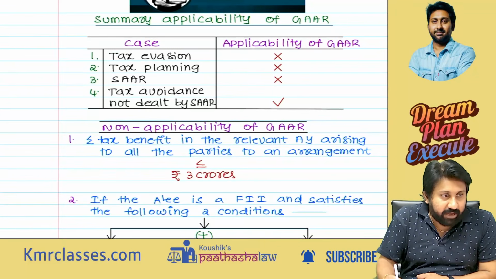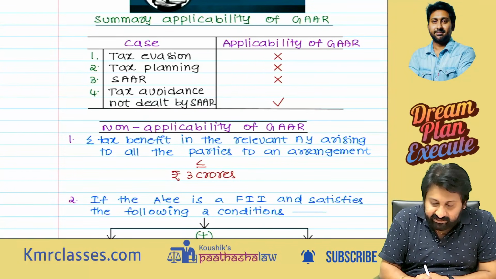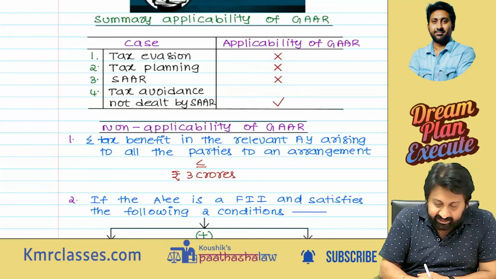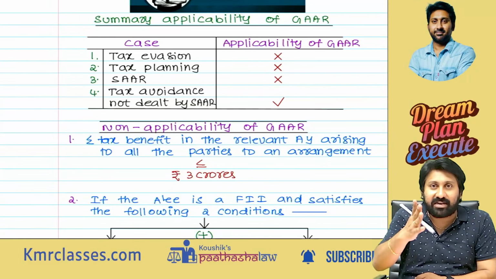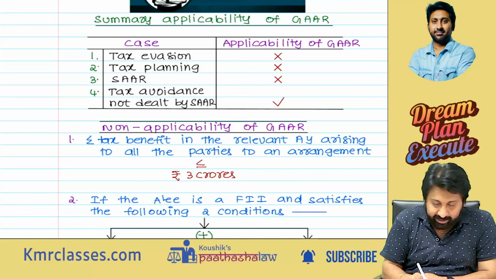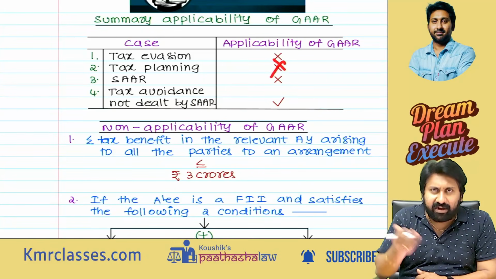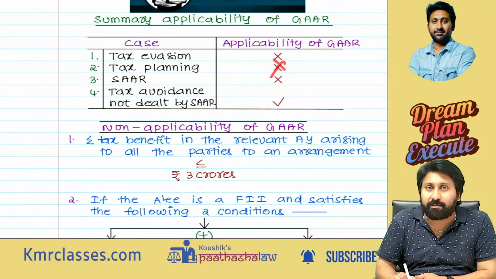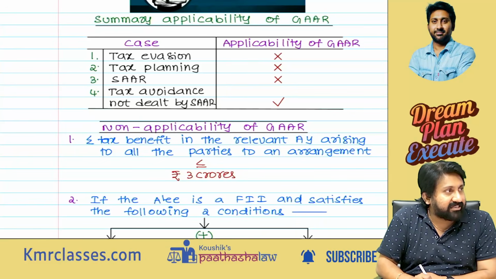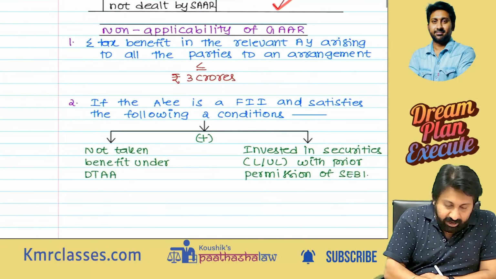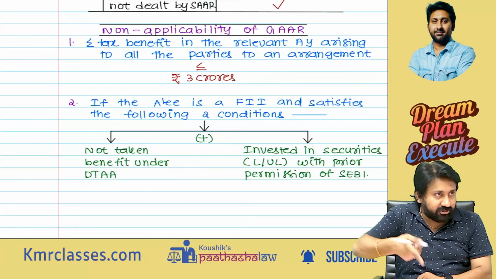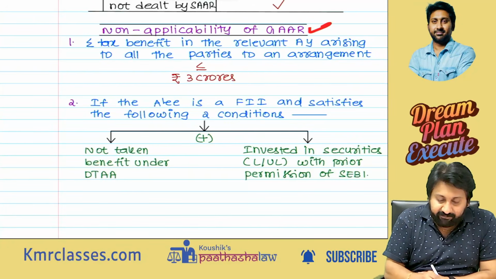Summary of applicability of GAAR. Is there tax avoidance? Yes, sir, tax avoidance. Tax evasion: GAAR does not apply, investigation will apply. Tax planning: GAAR not required, allowed. SAAR: GAAR not applicable because anyway it is already there. Tax avoidance not dealt with by SAAR: then only GAAR will apply. Very good. From here, exam question. Last attempt this question only came: non-applicability of GAAR.